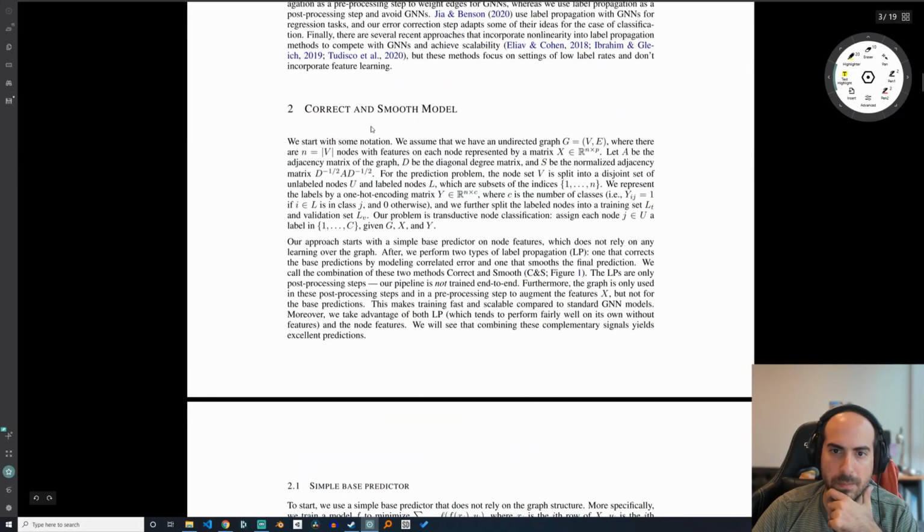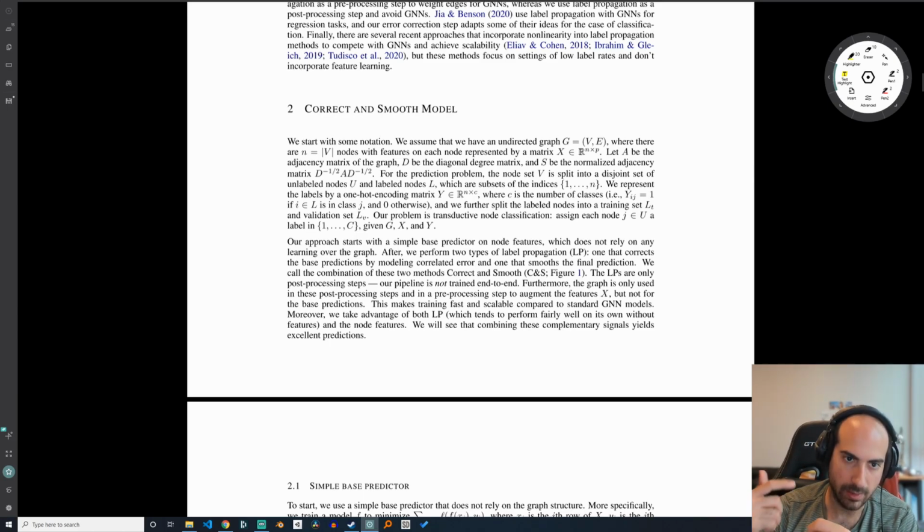All right. So we assume that we have an undirected graph with n nodes and features on each node represented by n times p. So let's assume that each node has p features, for example. And then you have an adjacency matrix, which is A, and it's going to be n times n. And then you have the normalized adjacency matrix, which is D to the minus half, A, D to the minus half.